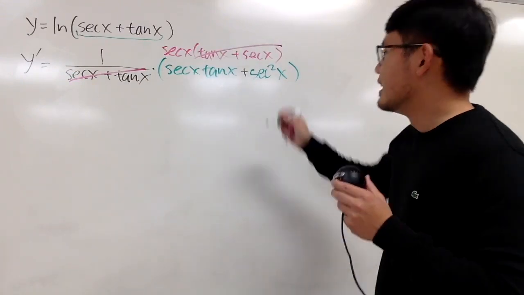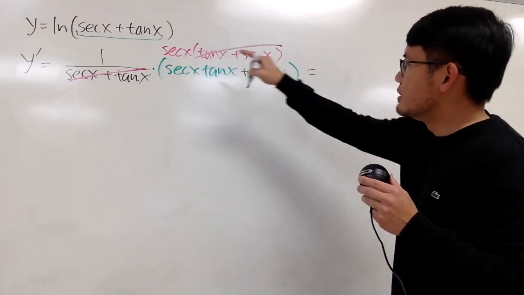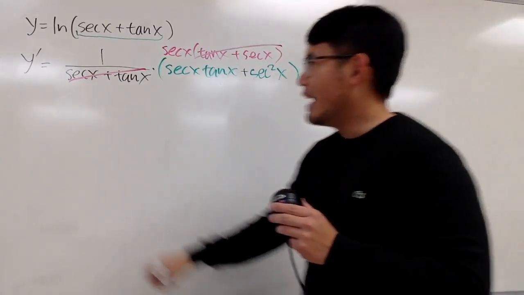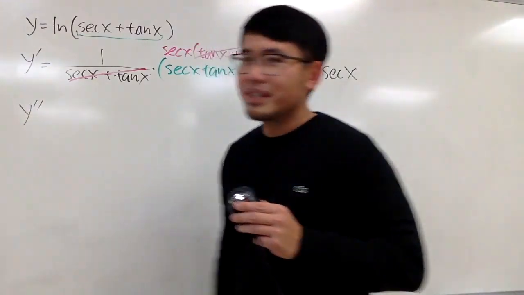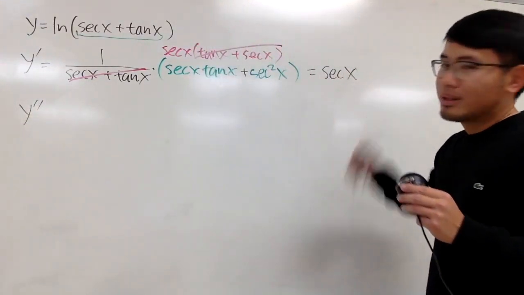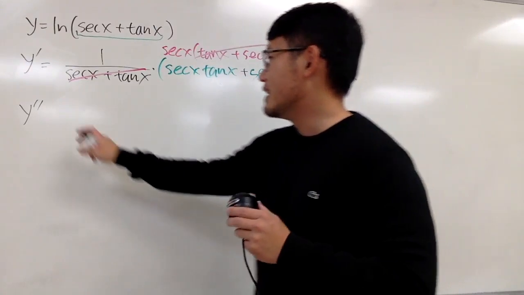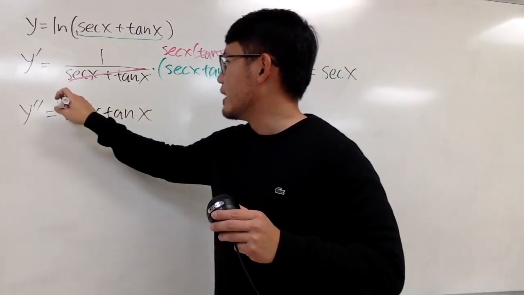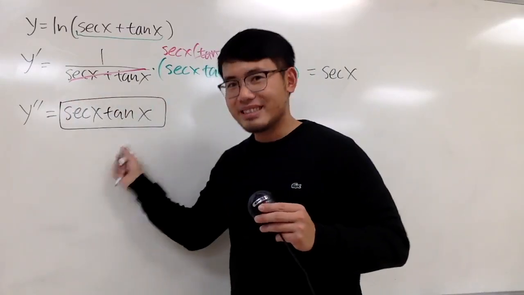In fact, the answer to the first derivative is just a very nice secant x. And then, to go to the second derivative, it's just that: what is the derivative of secant x? And yes, the answer to that is secant x tangent x. And then with that, we are done.